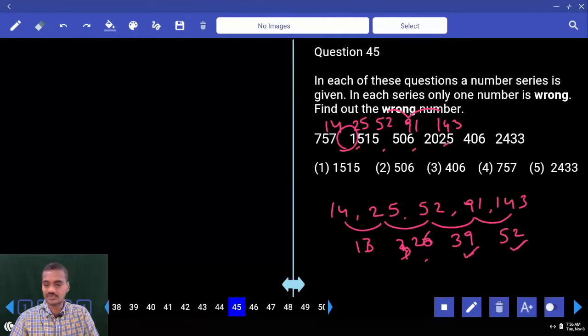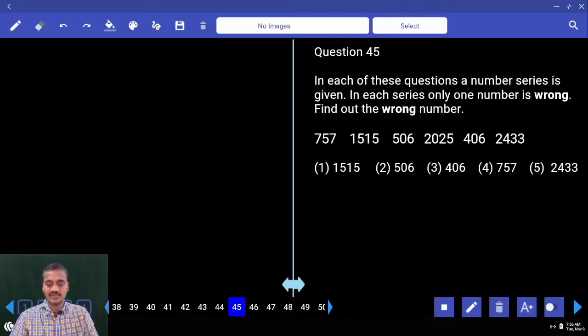Then finally question number 45. In this, the number starts with 757. 757 into 2 plus 1. Next one, 1515 divided by 3, plus 1. Divided by 3, what is the number we have? And plus 1.